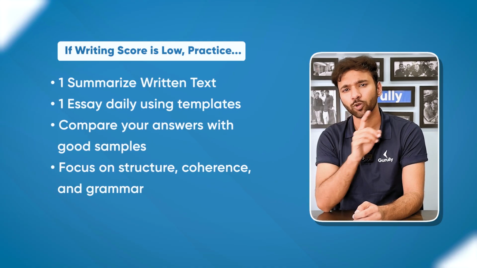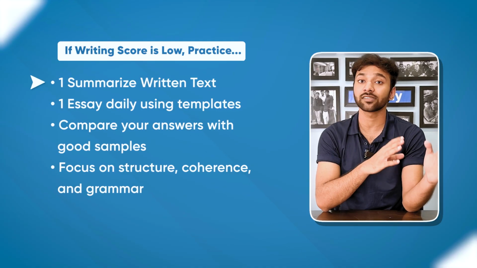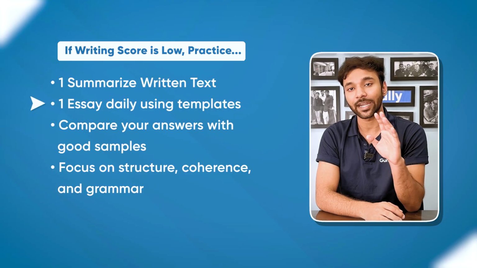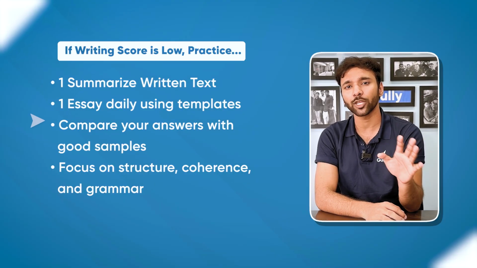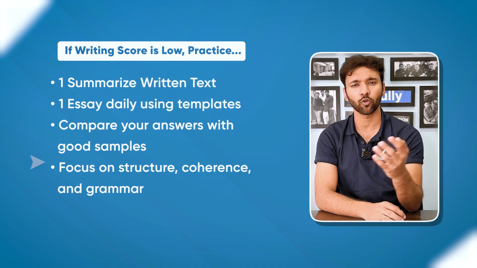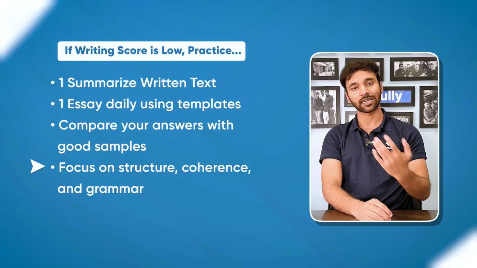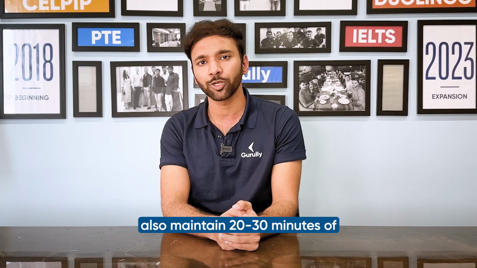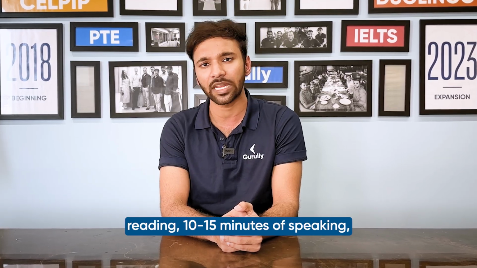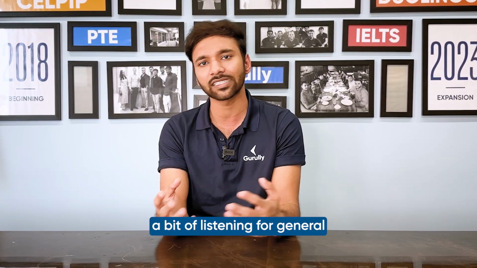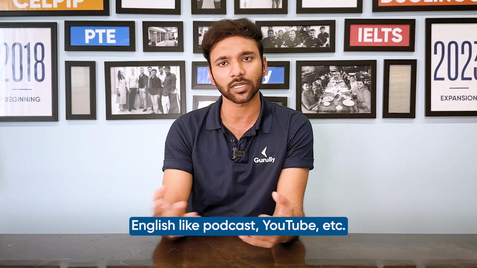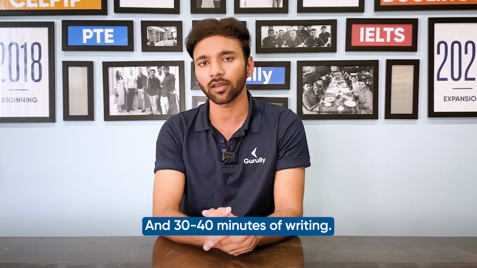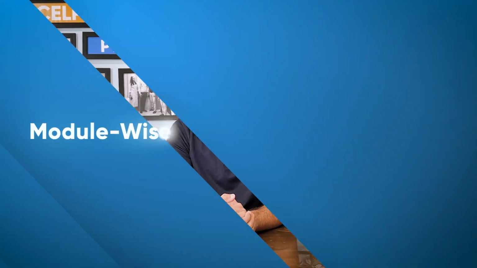And if your writing score is low, practice 1 summarized written text and 1 essay daily using templates. Compare your answers with good samples. Focus on structure, coherence, and grammar. During these 3 days, you should also maintain 20 to 30 minutes of reading, 10 to 15 minutes of speaking, a bit of listening for general English like podcast, YouTube, etc. and 30 to 40 minutes of writing.